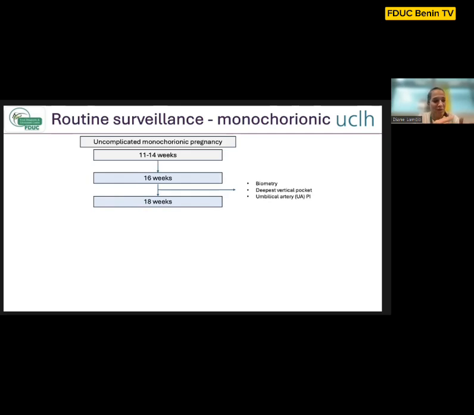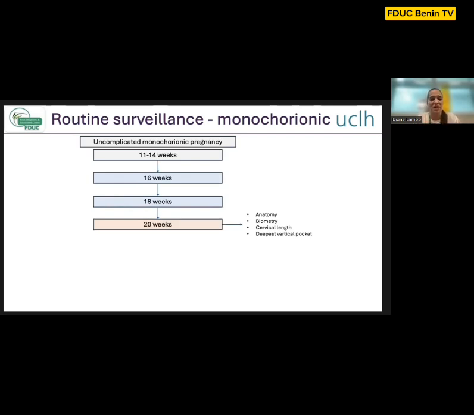So although I said amniotic fluid volume on the previous slides, obviously in multiple pregnancies, you're assessing your deepest vertical pocket, not your amniotic fluid index. And I'm measuring the umbilical artery PI, and I'll go through in subsequent slides how I measure the umbilical in twins. So after 18 weeks, we see them again at 20 weeks, same thing as before, except this time, again, we're looking at the anatomy and we're measuring the cervix.